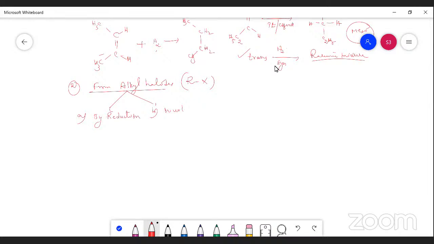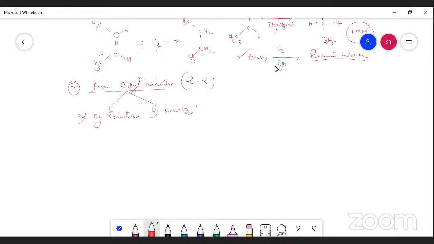The first one is by reduction, using some reducing agents. Reduction means addition of hydrogen or removal of oxygen in the presence of reducing agents. I am taking an alkyl halide and doing the reduction in the presence of a reducing agent. Now this bond will break and hydrogen adds to both sides. So the alkyl group comes out as RH, and the halogen comes out as HX.